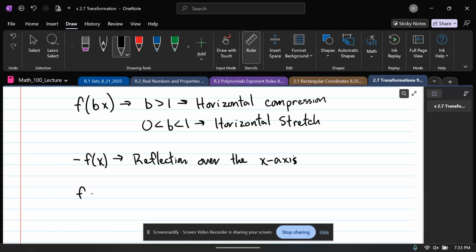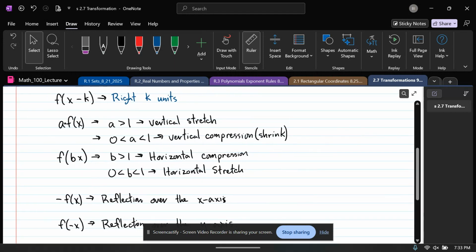If the negative is on the inside, you're going to reflect over the y-axis. Y-axis is up and down. If you move across it, that's a left to right move, reflecting across the y-axis. The negative is on the inside of the function. Okay. All right. Outside is vertical, inside is horizontal. That's going to help us. Have that little set of rules there.